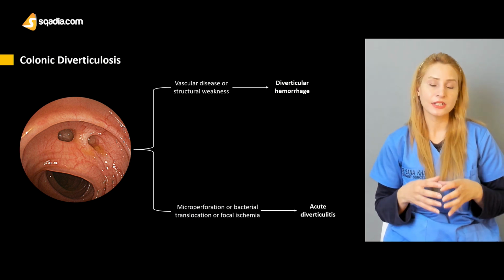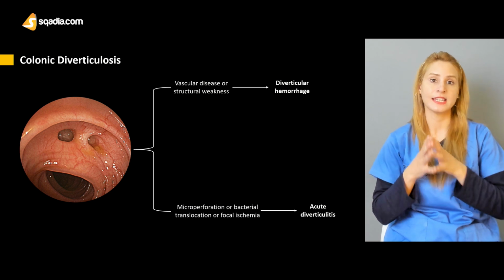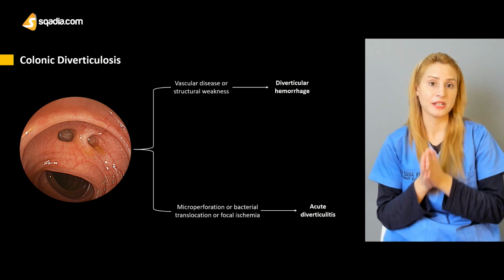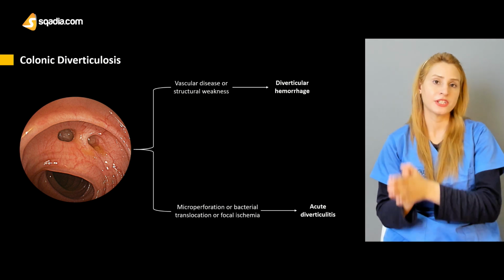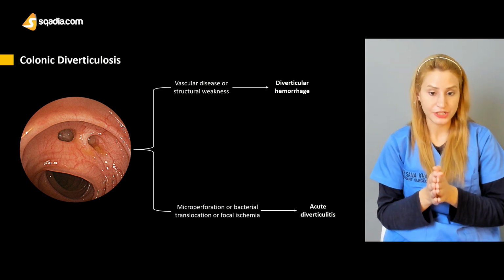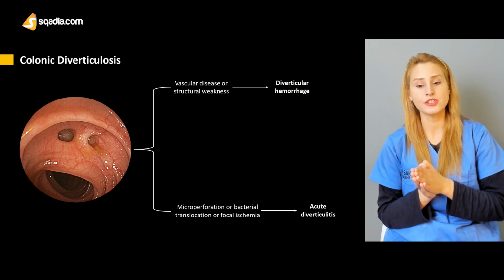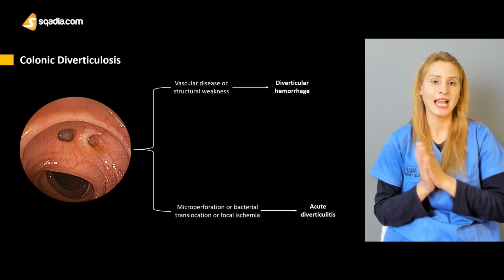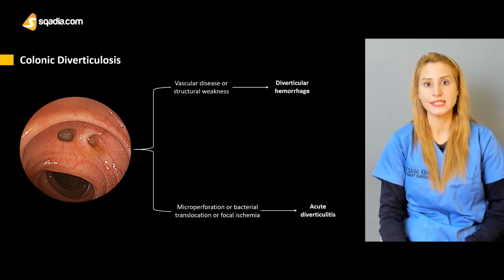And this colonic diverticulosis can be because of vascular disease, or it can be because of structural weakness, and the patient can present with a diverticular hemorrhage. Or there is a microperforation or bacterial translocation or focal ischemia, and the patient can have the manifestation of acute diverticulitis.